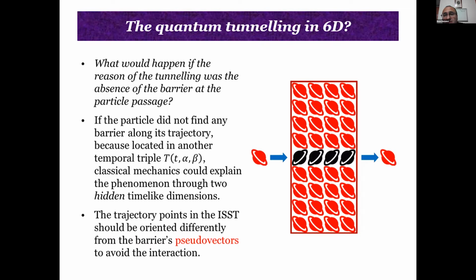So if a particle, for example an electron inside an atom, would like to overcome an energetic barrier, it simply doesn't find the barrier at the time when it passes it, because there are two extra time dimensions.